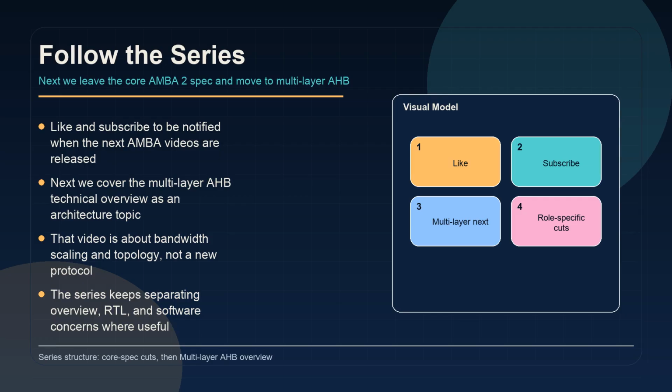Next, we leave the Core Rev 2.0 document and move to the multi-layer AHB technical overview, which is an architecture and topology topic rather than new protocol.